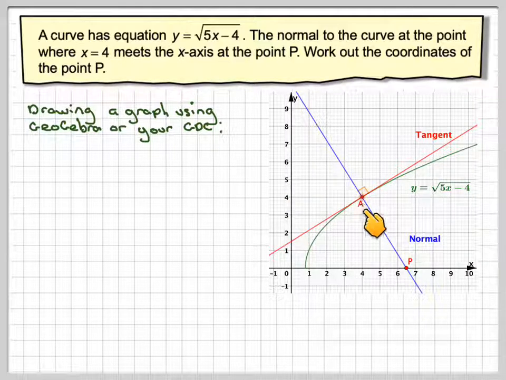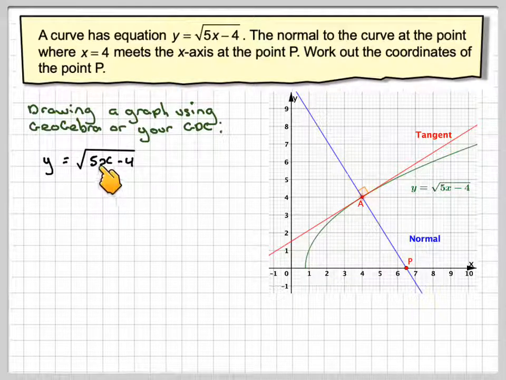The normal is perpendicular to the tangent, and therefore we will need to work out the gradient of this normal, and then be able to find the coordinates of this point here. Sketching it or drawing it with some sort of technology would help us to visualize the problem and help our understanding.